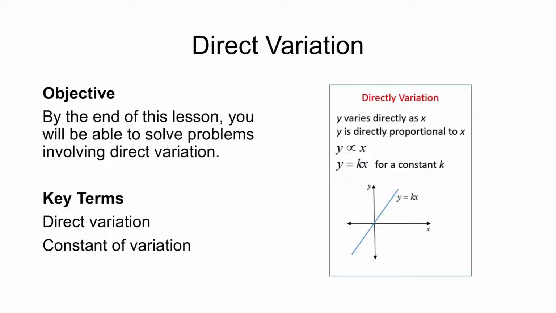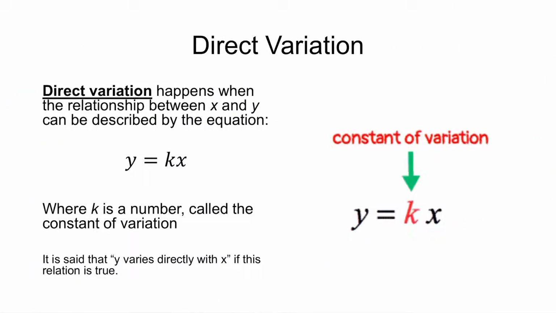In this video, we're going to talk about how to solve problems involving direct variation. Direct variation happens when the relationship between x and y can be described by the equation y equals kx, where k is a number called the constant of variation. When we work on these problems, you'll see that the k is replaced by a number that tells us the constant of variation. It is also said that y varies directly with x if this relation is true. This phrase is going to be very important to us when we work on solving these problems.